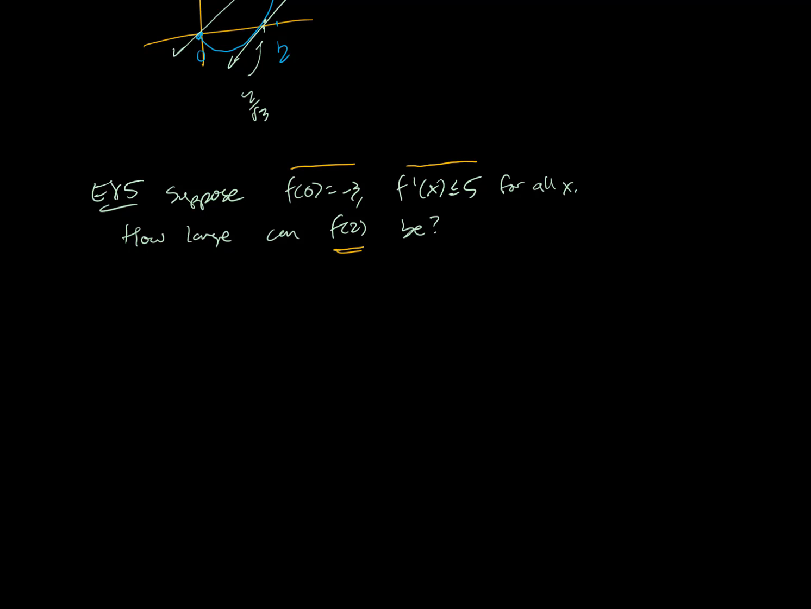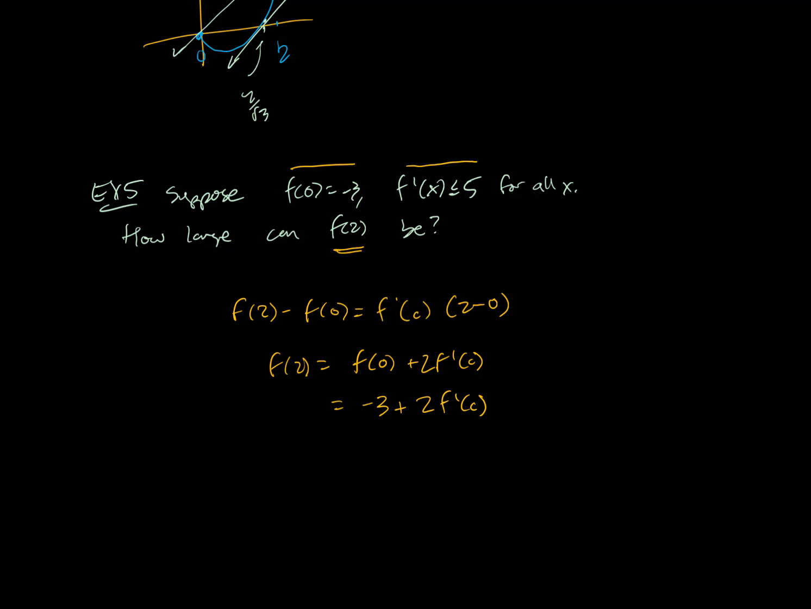So again, I'm going to look at this equation here. All right, so we're trying to figure out about f of 2. So I can isolate that. This is going to be 2 times the derivative at c, which is going to be -3 plus 2 times f prime of c. Now the thing is, f prime of c has to be at most 5. So this is going to be less than or equal to -3 plus 2 times 5. And so when you do the arithmetic there, 7. That means that f of 2 can't be larger than 7.